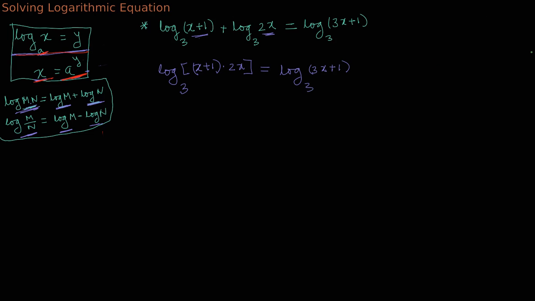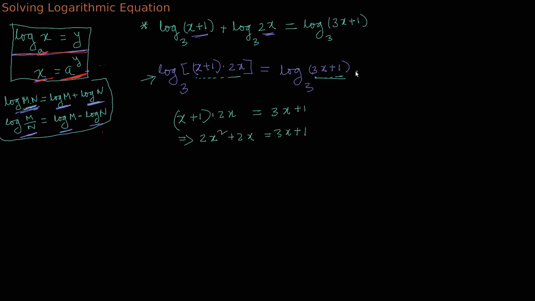If you notice, on both sides I have a logarithm of a quantity with base 3. So I can simply write the left-hand side quantity, which is x plus 1 multiplied by 2x, equal to the other quantity, which is 3x plus 1. If I expand it, I get 2x square plus 2x equals 3x plus 1.